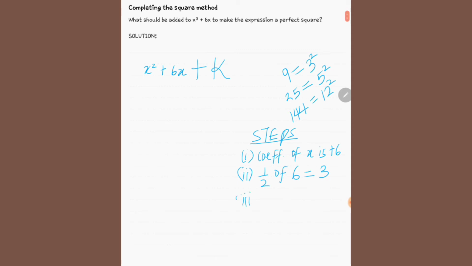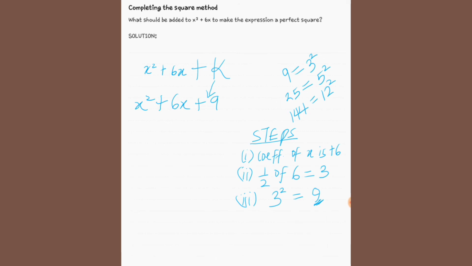Then the last step is we need to square the result, meaning the result we got in step 2, we are going to square it. So if I do 3 squared, I'm going to get 9. So the number I'm going to add to x squared plus 6x to make it a perfect square will be plus 9. This 9 is what I'm going to add to x squared plus 6x to make the expression a perfect square.